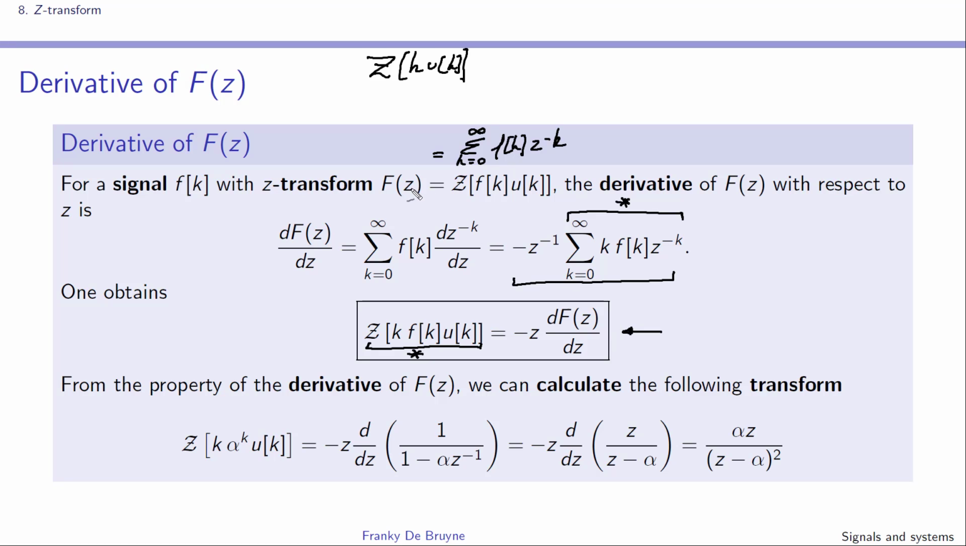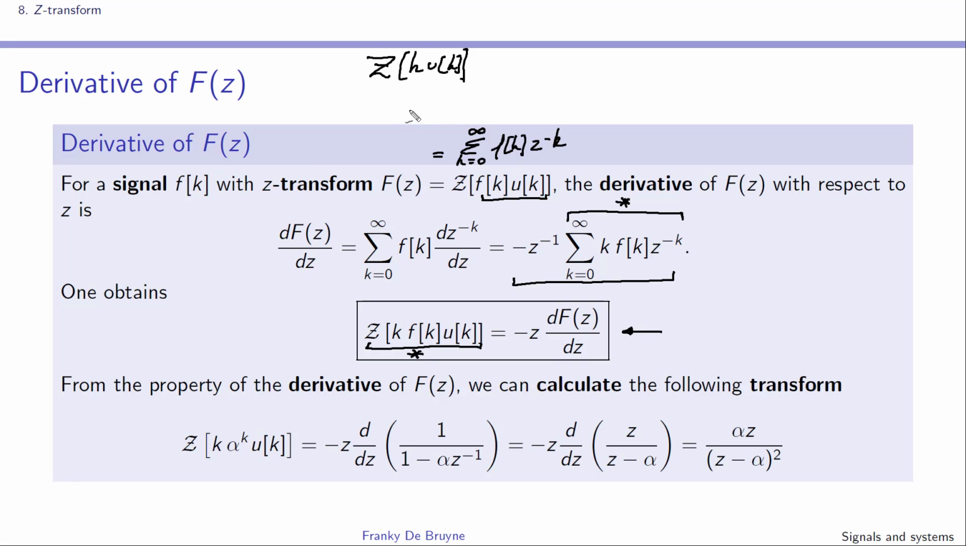So once you have the z transform of f of k u of k, you can easily obtain the z transform of k f of k u of k. You simply have to take this z transform, take the derivative with respect to z, and then multiply by minus z. In our case, what we need is this z transform.